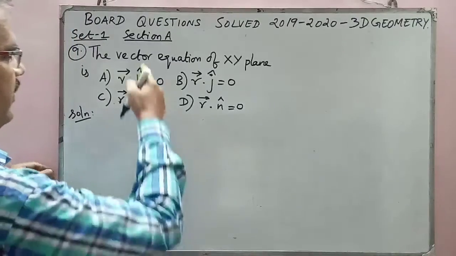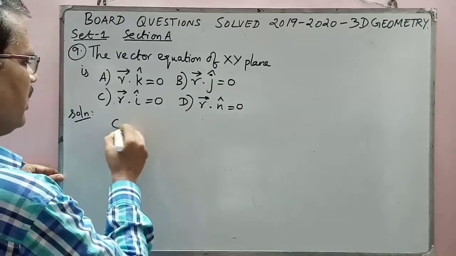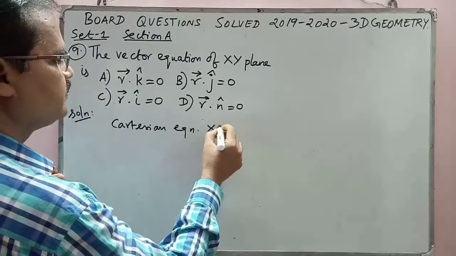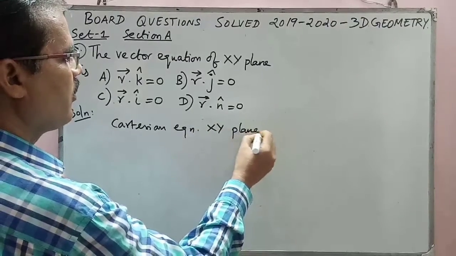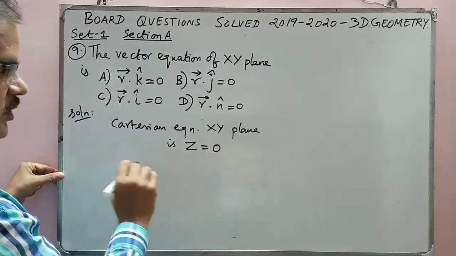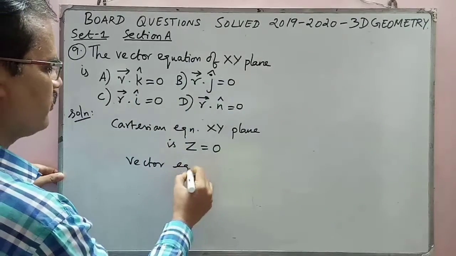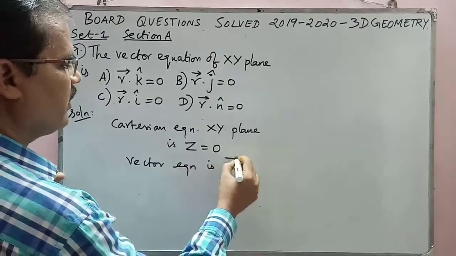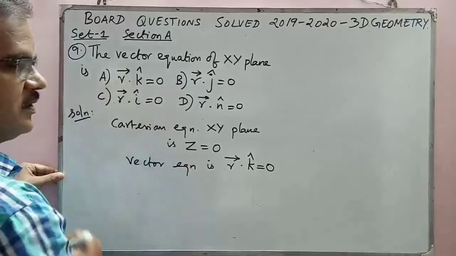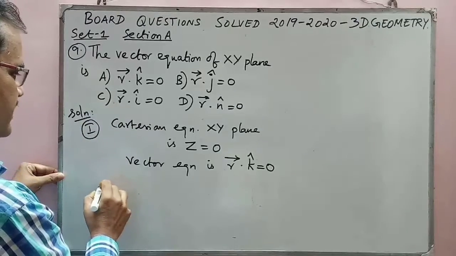First one: the xy plane obviously has no z. So the Cartesian equation of the xy plane is z equals 0. When you write the vector equation for this, which is your question, r vector dot k cap equals 0. Your answer is option A. This is the first method.